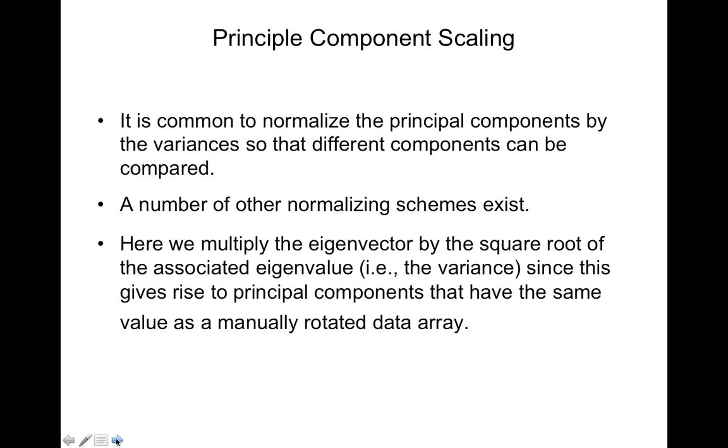It's common to normalize these principal components by the variances so that different components can be compared. There are a number of ways to do this. One way is to multiply the eigenvector by the square root of the eigenvalue, in other words, the variance, because this will give rise to the principal components that will have the same value as a manually rotated data array.